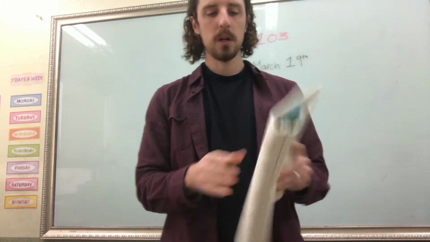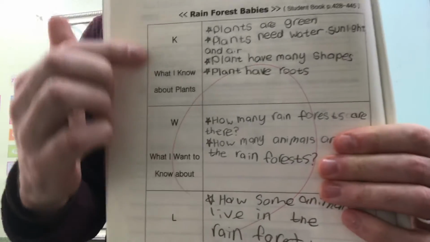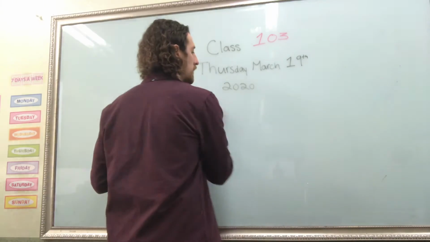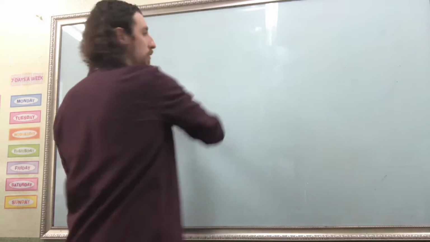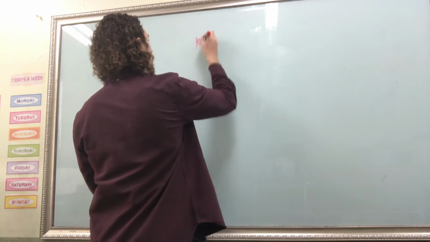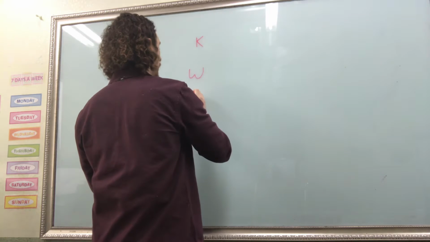So if we look at page 76, we have this chart right here, okay? What we're going to do for the chart is, we have three parts to it, right? We have the K, the W, and the L.